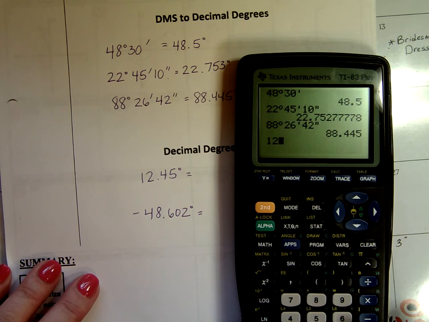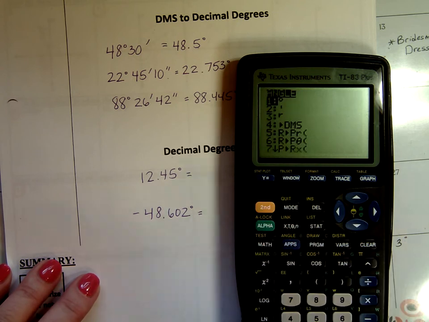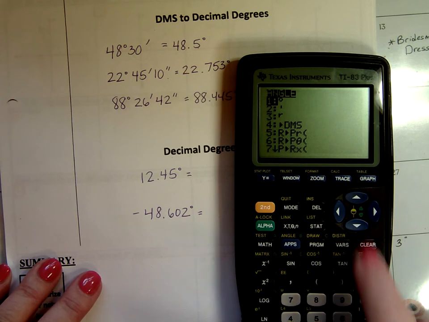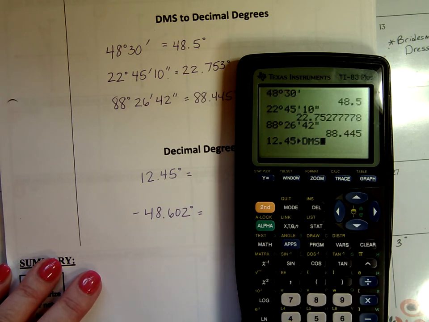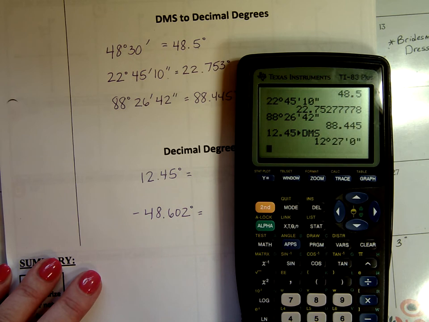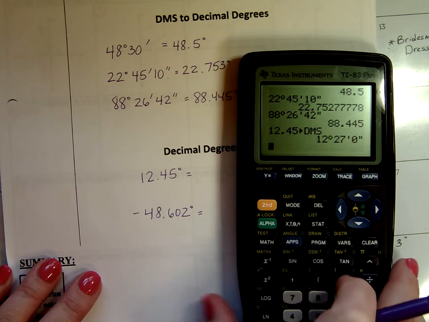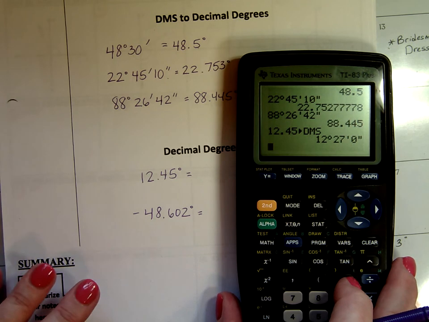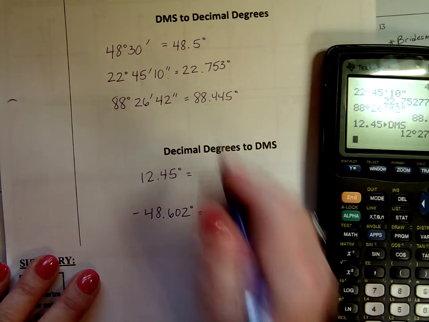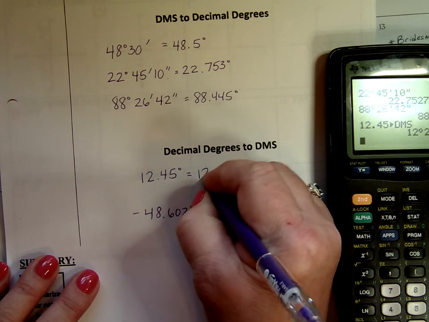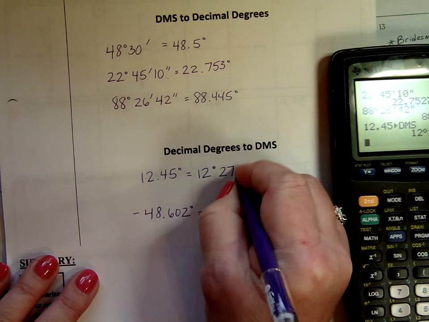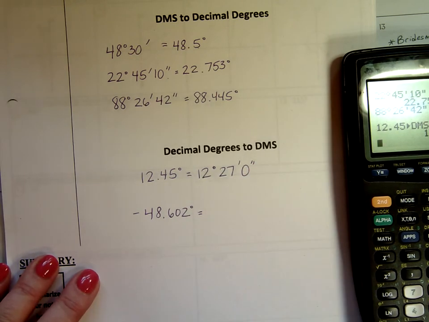All you need to do, 12.45, go back to that angle menu, second apps, and you see the fourth one down, number 4, it says DMS. If I go down there and press enter, and enter one more time, it tells me specifically what it's going to be. So it automatically does the math out for me. Otherwise, you'd be dividing by 60 each time, and it gets complicated. But you've got calculators that do the work for you. So this one is 12 degrees, 27 minutes, no seconds. You don't necessarily need to say that, but that's what the calculator said, so we're going to say the same thing.